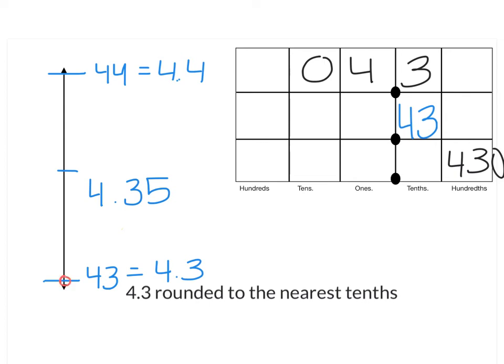And so we'll plot that on our vertical number line. And so I'll go ahead and plot that right here. And we can see that that is actually right at that end point. So we are just going to leave the number there. It would stay rounded to 4.3. We would not round that number up at all.